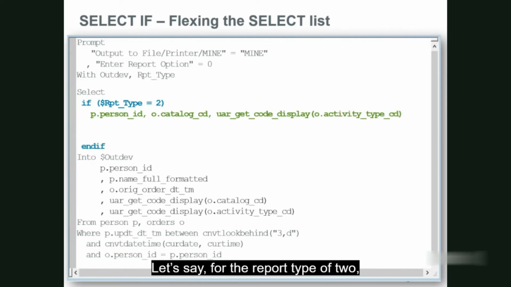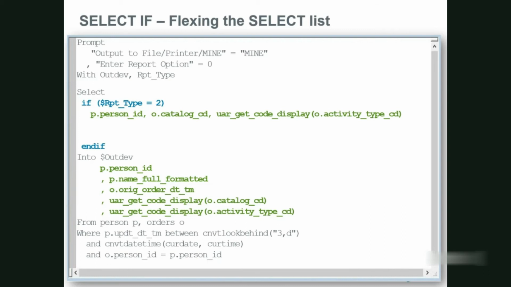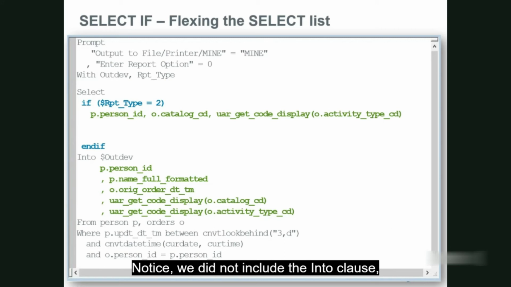Let's say for the report type of 2, we want to flex the fields in the select list from the base query. We only want the person ID, catalog code, and the display value of the activity type code field. The presence of the above fields will negate the fields present in the default query. Notice we did not include the into clause, the from clause, or the qualifications clause in the flexing syntax. We continue to use those clauses from the default query when the report type of 2 is selected.